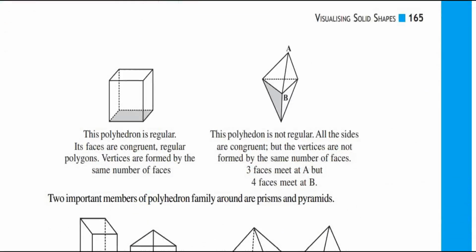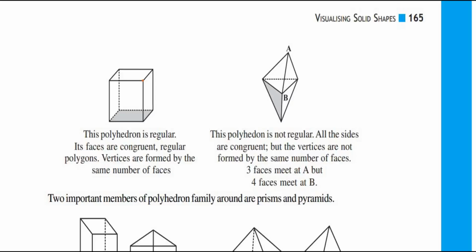So this polyhedron is regular. Why? See, first thing, its faces are congruent. All the faces are congruent. They are regular polygons. Vertices are formed by the same number of faces. See, the vertex up here is formed by 3 faces.